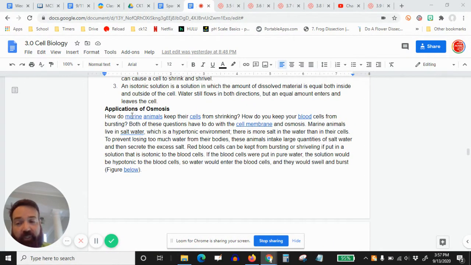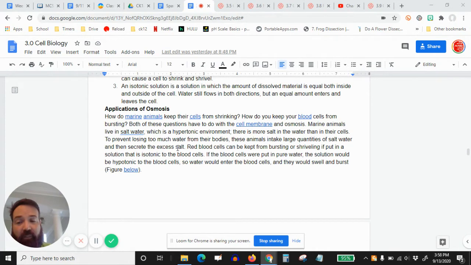Applications of osmosis. How do marine animals keep their cells from shrinking? How do you keep blood cells from bursting? Both of these questions have to do with the cell membrane and osmosis. Marine animals live in salt water, which is hypertonic. There is more salt in the water than in their cells. To prevent losing too much water from their bodies, these animals intake large quantities of salt water and then secrete the excess salt.